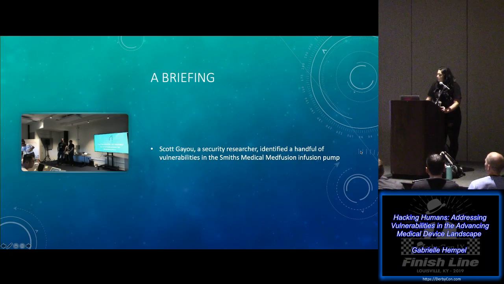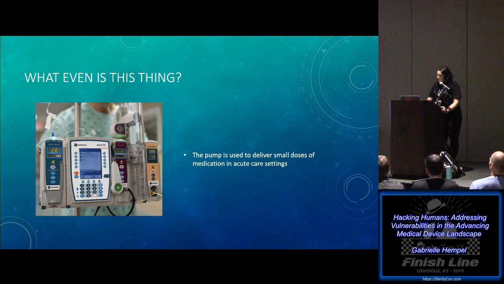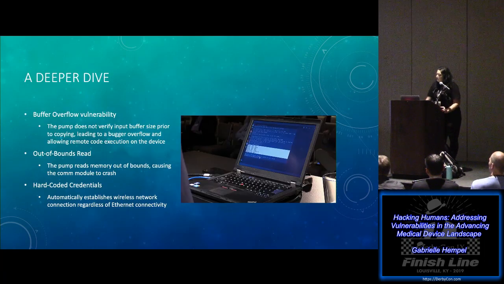Scott Gayu, a security researcher, identified a handful of vulnerabilities in this Medfusion infusion pump. In short, the pumps are used to deliver small doses of medication in acute care settings. A third-party component in this pump did not verify the buffer input size prior to copying, leading to a buffer overflow and allowing remote code execution on the target device. While a difficult exploitation, it was potentially extremely malicious.